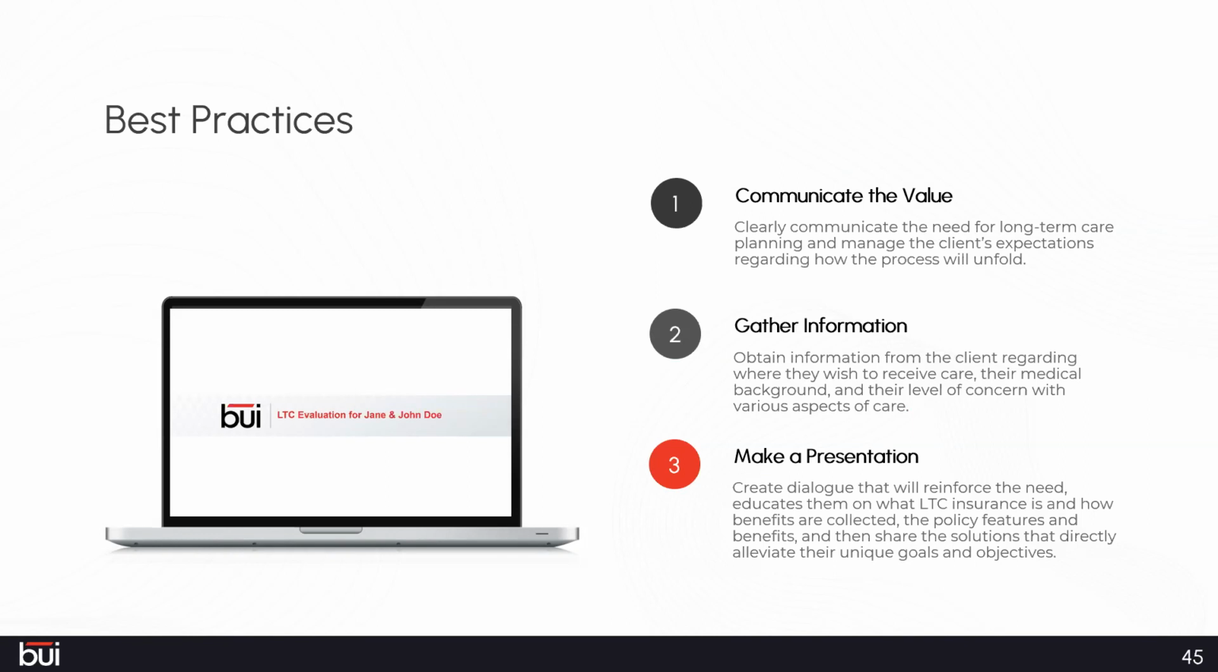At BUI, we have sort of a fishbowl view of a lot of firms all over the country. A simple process that seems to work is, number 1, have a predictable way of communicating the value to clients. As I said, putting it as an agenda item when clients turn 50. We're going to have this conversation. Number 2, having a way of drilling down into what's really important to them, where they want to receive care, their family history, their medical history, their levels of concern regarding aging. This will allow you to create a customized plan that fits their unique goals and objectives.